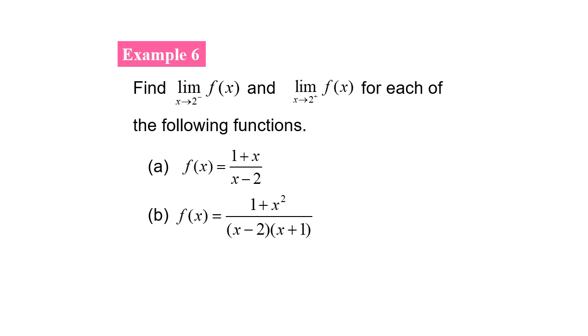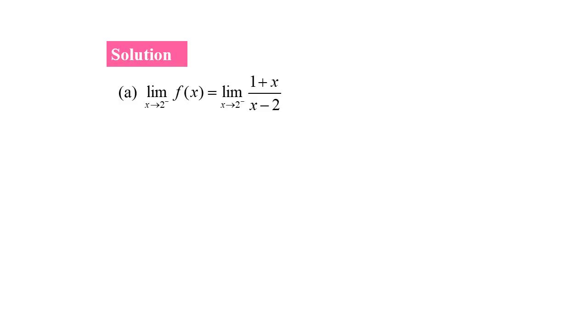So for example 6, find the limit of f(x) as x approaches 2 from the left side and from the right side for each of the following functions a and b. Okay, so for question A, the limit of function f(x) when x approaches 2 from the left side. For function A, we replace with 1 plus x over x minus 2. When we substitute the value, we get 3 over 0, right? But for this 0, we need to indicate whether it's negative or positive. The left side of 2 will be 1.99, so 1.99 minus 2 will be negative 0.01. So it's a negative value. That's why the answer is equal to negative infinity.